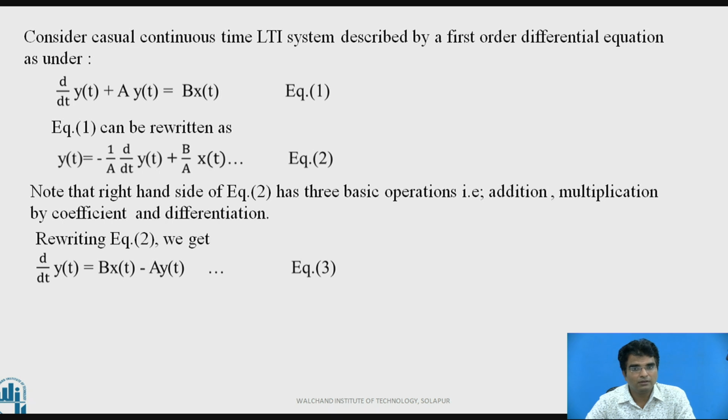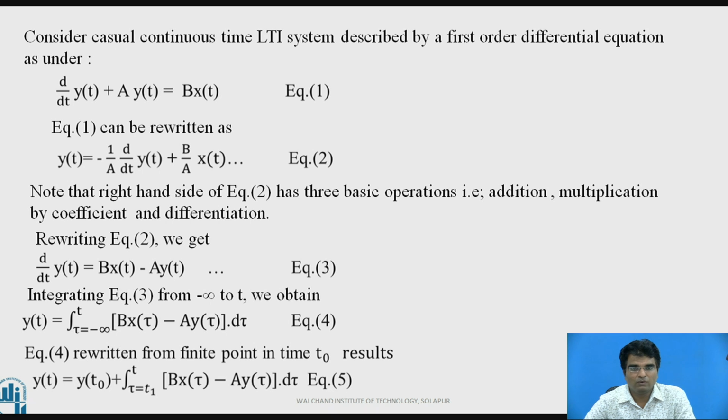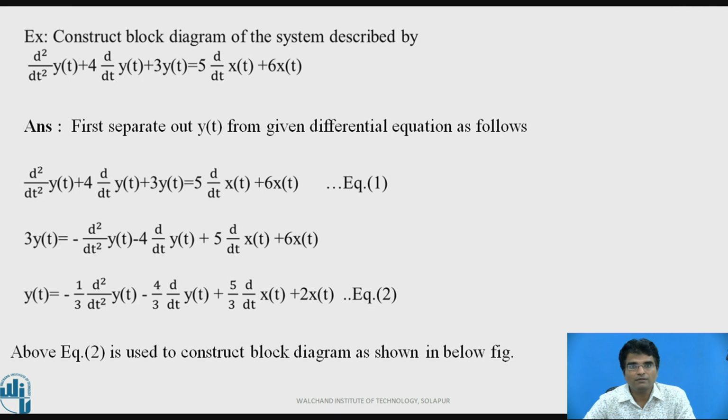Rewriting equation 2, we get d by dt y of t equals b x of t minus a y of t, equation 3. Integrating equation 3 from minus infinity to t, we obtain y of t equals the integration from tau equals minus infinity to t of bracket b x of tau minus a y of tau, d tau, that is given by equation 4. Equation 4 rewritten from an initial point in time t naught results in y of t equals y of t naught plus the integration from tau equals t naught to t of bracket b x of tau minus a y of tau bracket complete d tau, that is given by equation 5, which is the final equation.